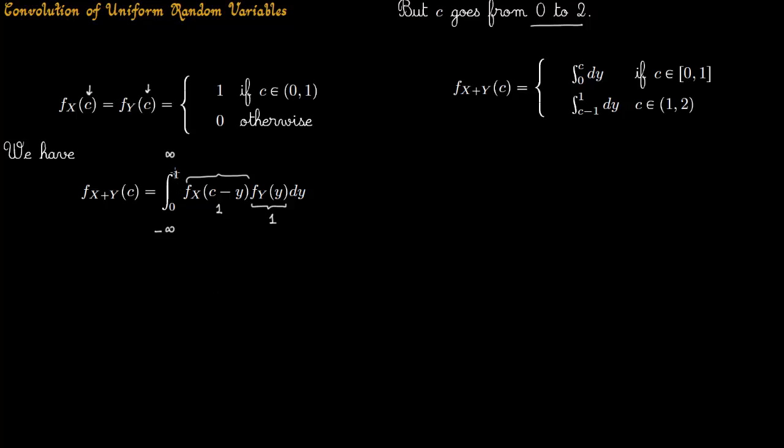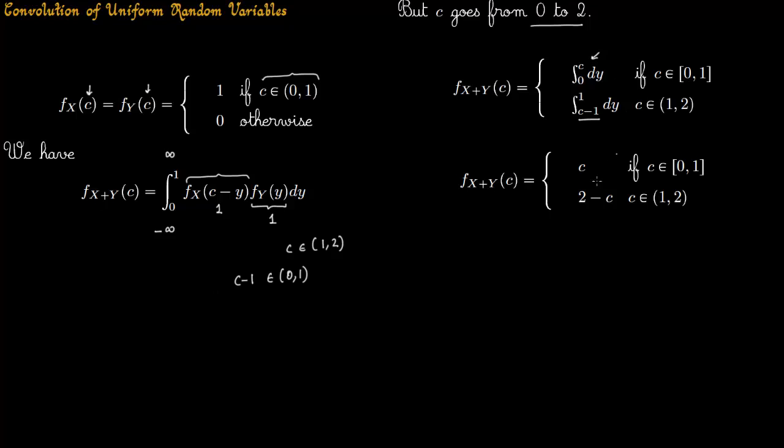So notice that limits of integration are from 0 to 1, because we have the c lying right here, 0 to 1, for each of these density functions. So the trick is that c might lie between 0 and 2, but c minus 1. So if c lies between 1 and 2, then c minus 1 lies between 0 and 1, and that solves our problem. So you plug in c minus 1 right here, c minus 1 to 1 dy. So f of x plus y at c gives you c if c belongs to 0, 1, and it gives you 2 minus c if c belongs to 1 and 2.